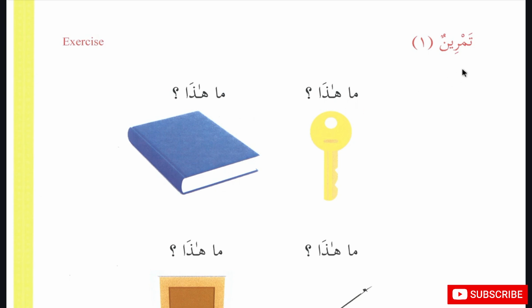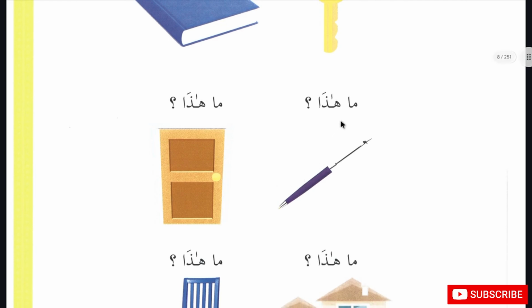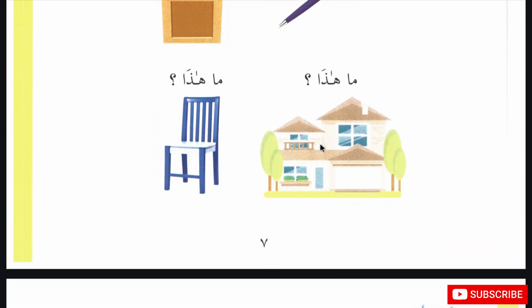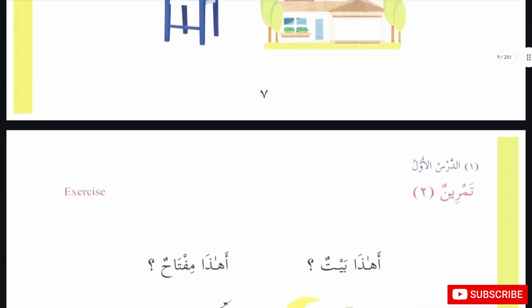So I think here this means tamreen. It means practice. So we can do some practice right now. Ma hada. What is this? Hada miftahun. This is a key. Ma hada. Hada kitabun. This is a book. Ma hada. What is this? Hada qalamun. This is a pen. Ma hada. هذا باب. This is a door. ما هذا؟ هذا بيت. This is a house. ما هذا؟ هذا كرسي. This is a kursi.